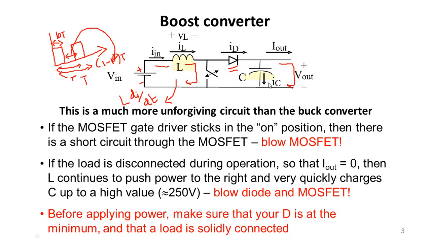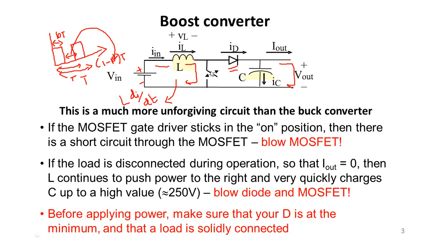So that's why they are always saying that your C should always be solidly connected to your load. Why? Because in your on period, your C will drive the load. During your off period, your inductor will drive your load via diode D.